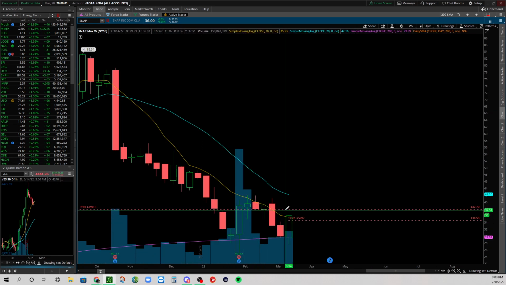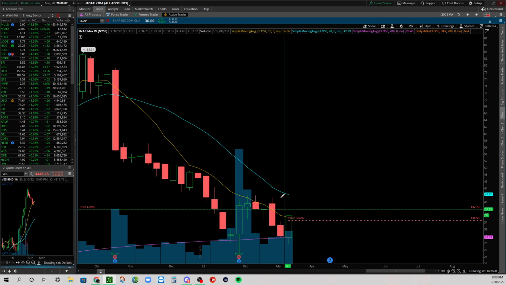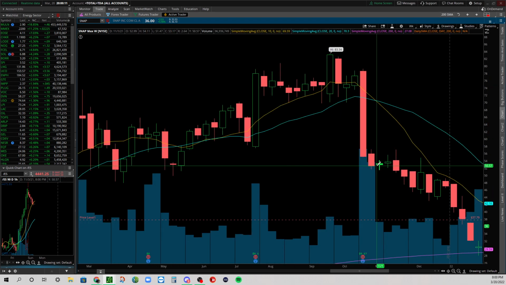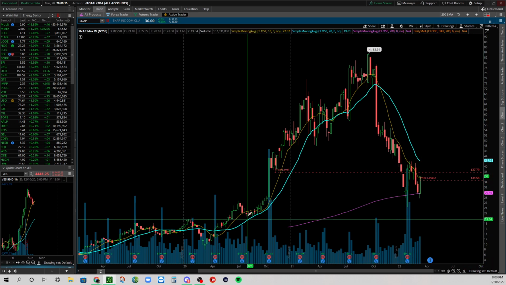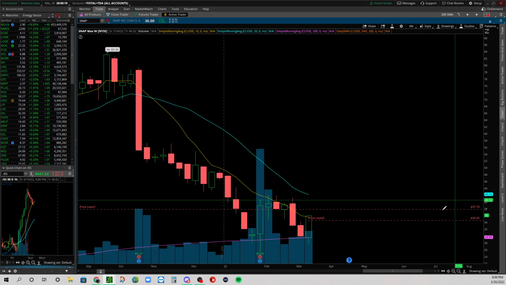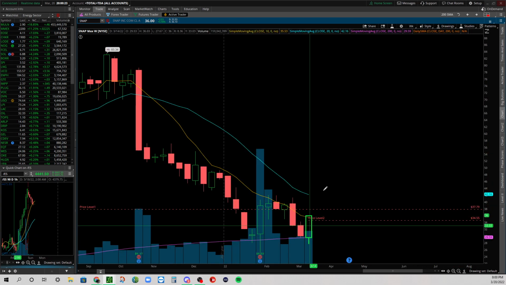Well, it's showing it's still got room now to the 20 SMA, that it closed above the 10. So the next target is this guy right here. But Snap, again, is probably just following the market too. And we know the market itself is at resistance level. So it could reject this 10 SMA on the weekly and come back down and retrace.